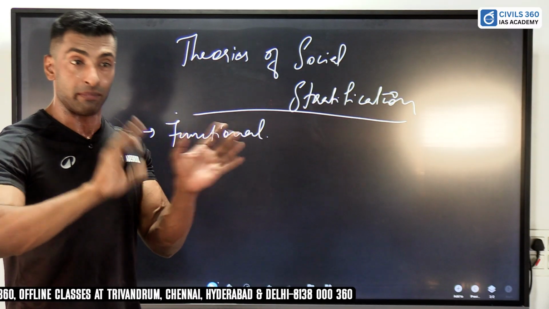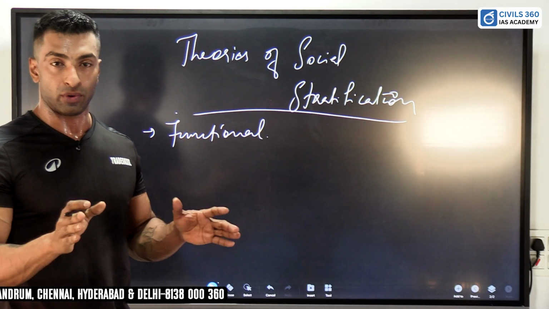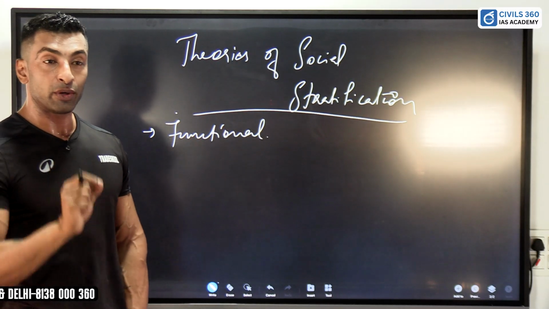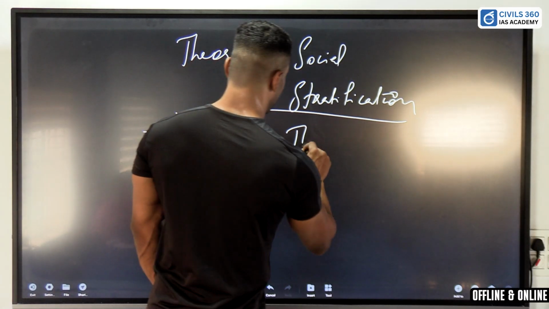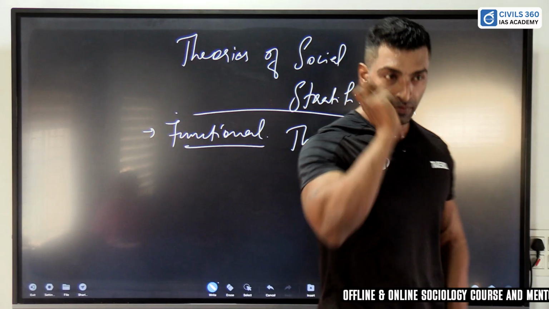But Marx, it is the same. Entire discussion of Marx is about this only. Inequality, capitalism and all. So Marx I will cover there. Weber I'll try to cover here itself. So what we need to do now? Functional theories of stratification. There are mainly two we need to cover.